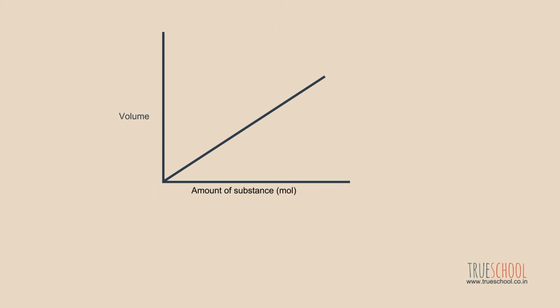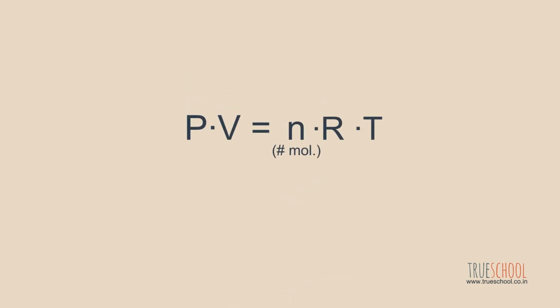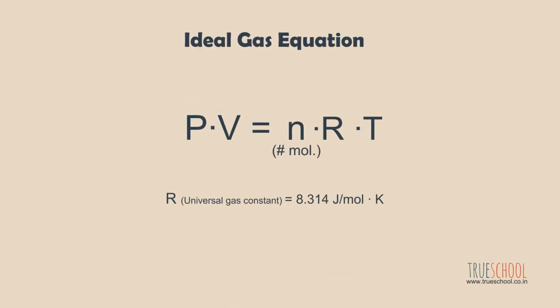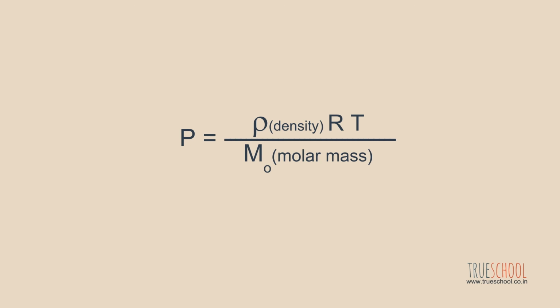Last is the relation between amount of substance, that is number of moles, and volume. On increasing the amount of gas, its volume too increases, such that the ratio of moles and volume remains constant. Hence, N1 by V1 is the same as N2 by V2. On combining these four empirical relationships, we get the ideal gas equation. Look at this and try to remember this as soon as possible. We would be using it a lot. Sometimes we might need to use a variation of this equation, like this one. Try to prove this equation from the original gas equation.